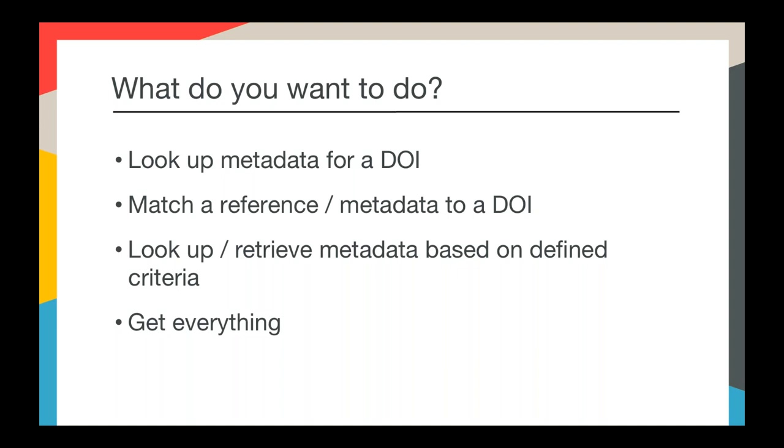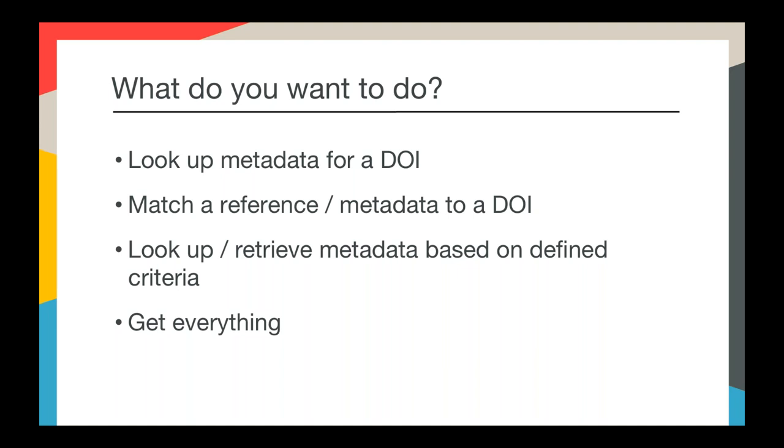Matching metadata to a single DOI, as you'd need to do if you were adding DOI links to a reference list, for example, it's a bit tricky. In those situations, there can be only one match, and it needs to be the most accurate one. This type of lookup is maybe the most complicated, but it's the most common.